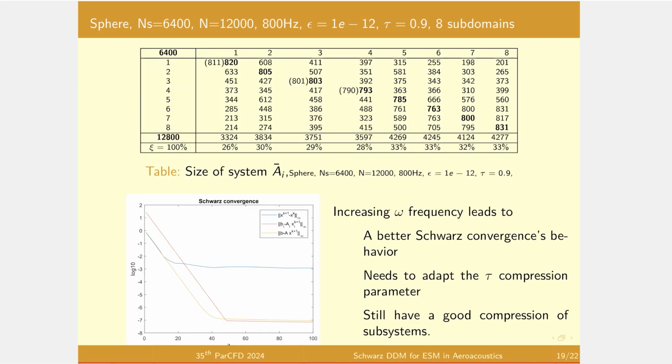Here we increase the omega frequency. This increase of omega frequency gives a better Schwarz convergence. We see that it's a better straight line here, but we need to adapt the tau compression parameter, so we had to put here 0.9. And we still have a good compression of a subsystem, between 26 to 33%.